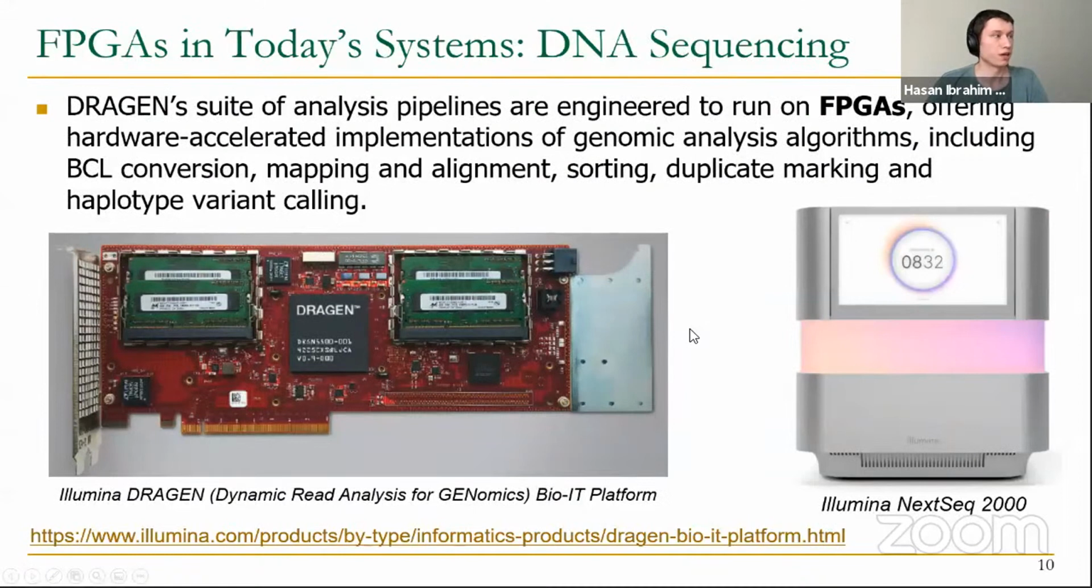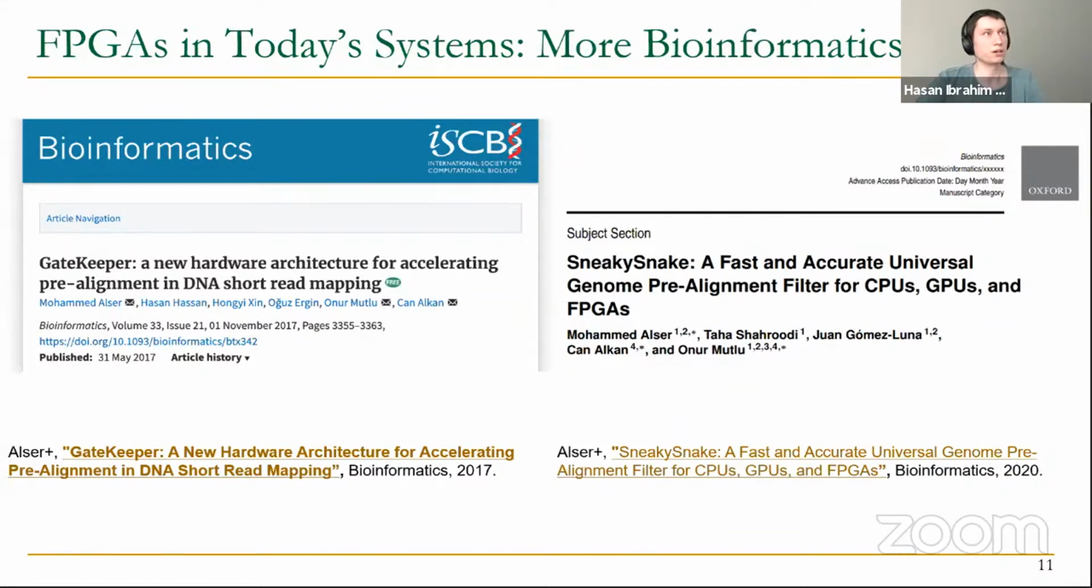Another example is that FPGAs are also used in bioinformatics. Specifically, they're used for DNA sequencing, which is a quite time-consuming task. Here's one example where you see a board that has an FPGA and a lot of memory to perform the sequencing of a DNA. There are more examples here in the bioinformatics area. Here you can see two recent works from our group that accelerate different aspects of the DNA sequencing task in general.